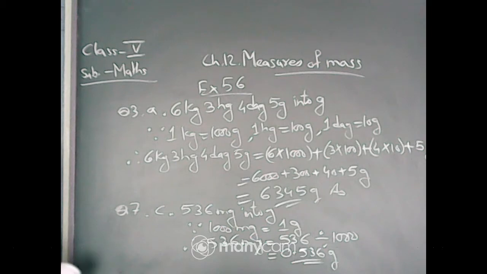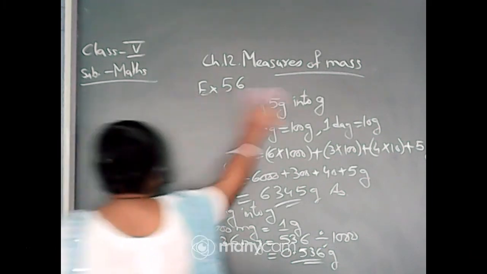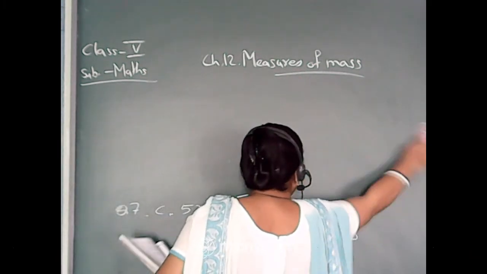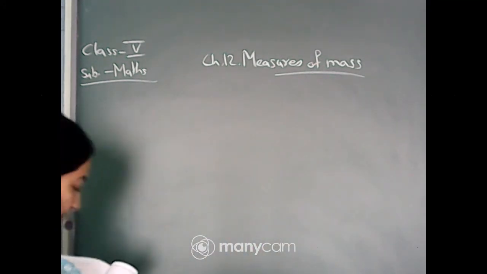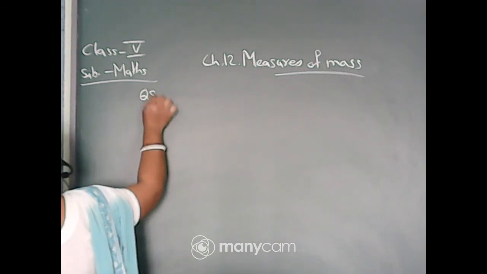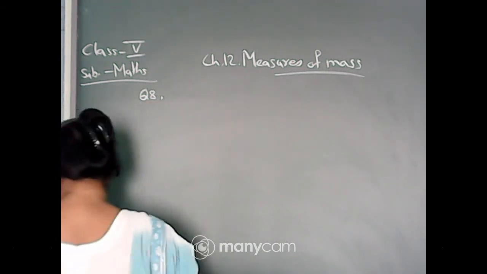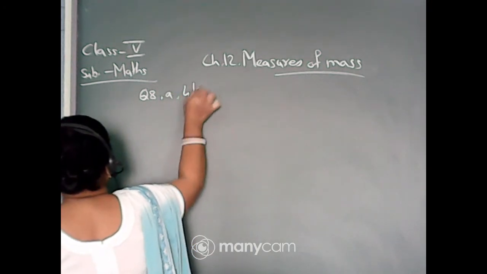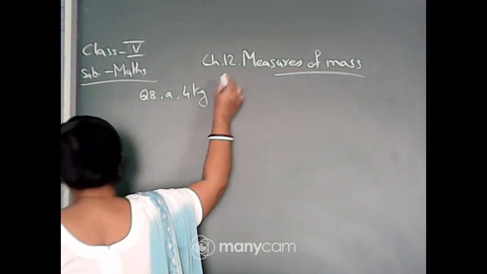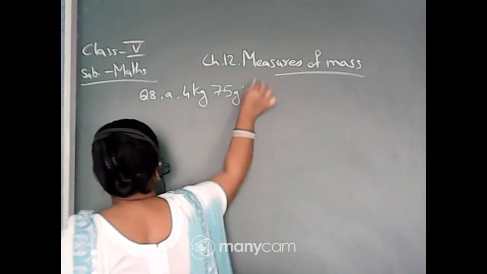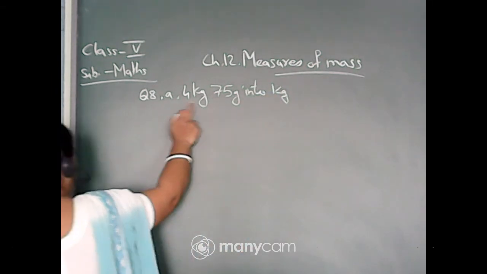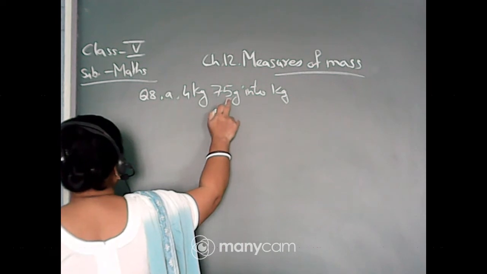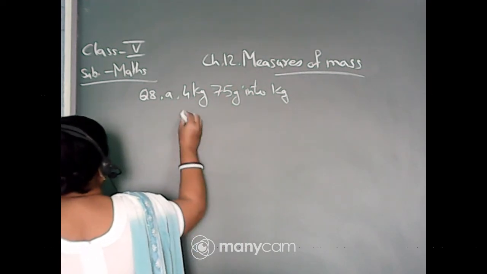One more we will do, that is from question number 8. These all conversions you have already read, so that's why I'm just doing one question. Question 8. The first one. Convert 4 kg 75 gram into kg. You have to convert into kg. See, this one is already in kg. Only you have to convert this gram into kg. So this will be as it is. Just convert this one.